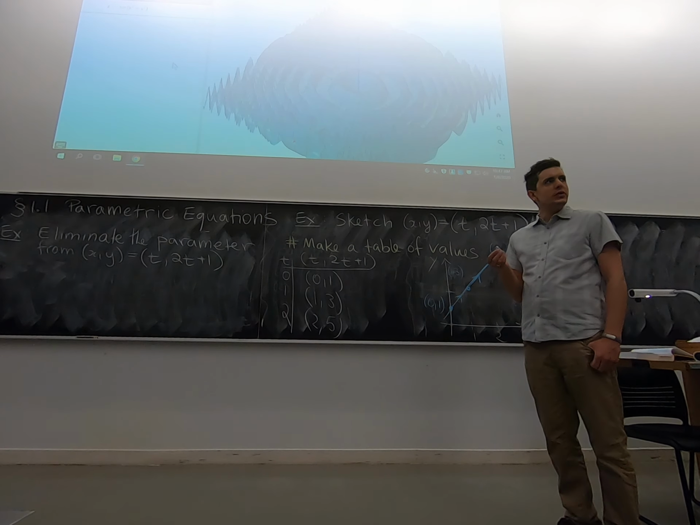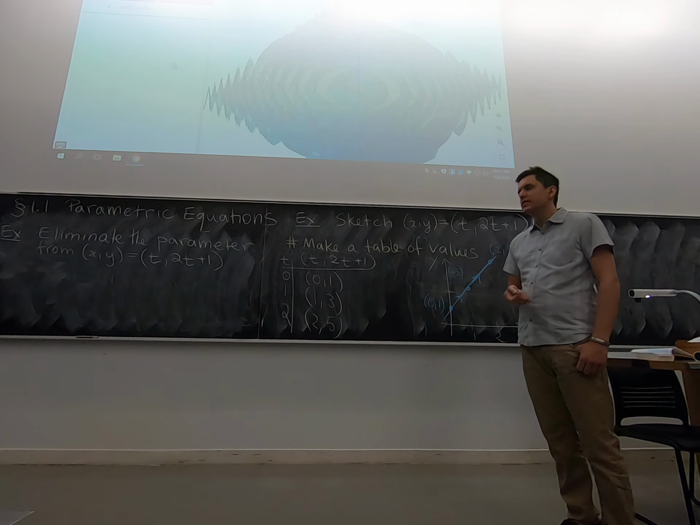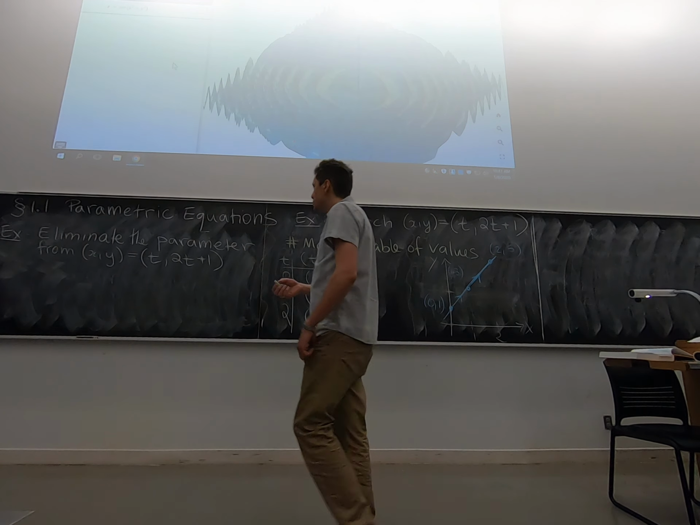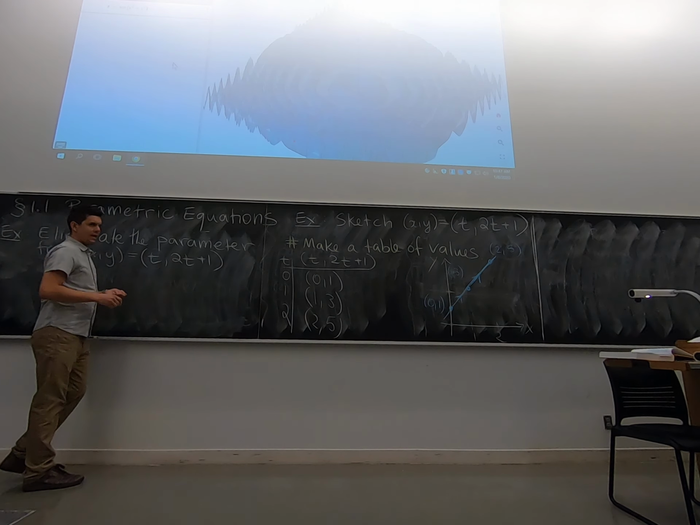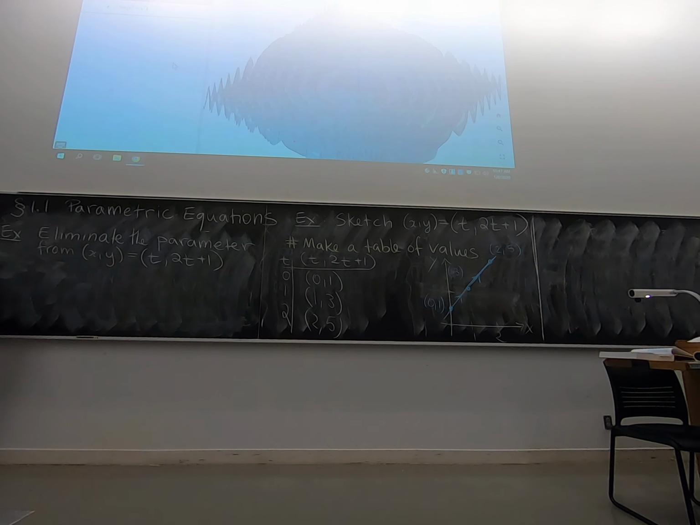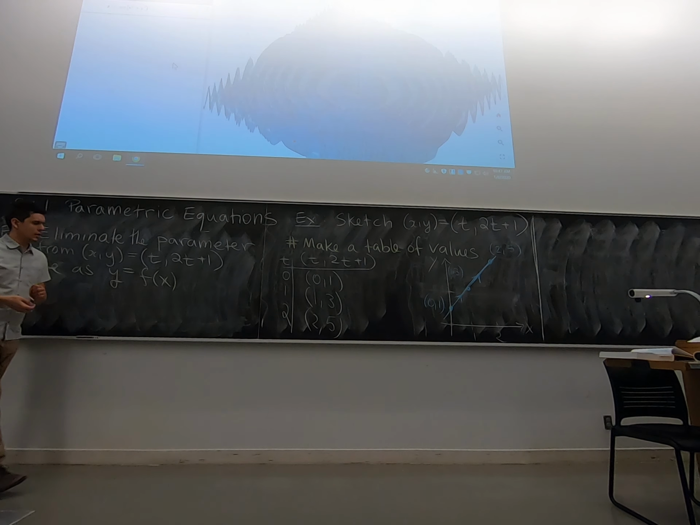So what we want to do is we want to write this as an equation that does not involve t. Right? Our parameter is t. And we want to write this in a form where t is no longer involved.